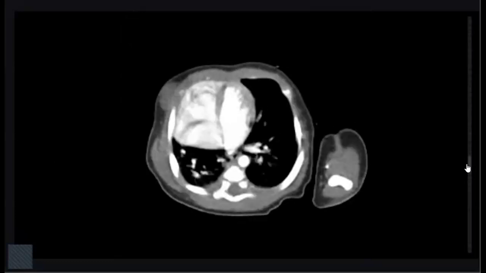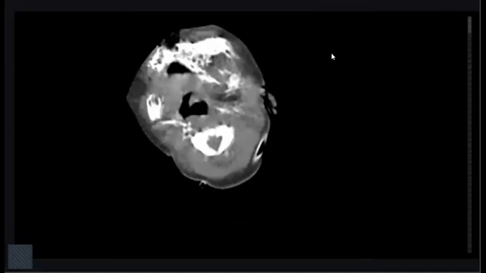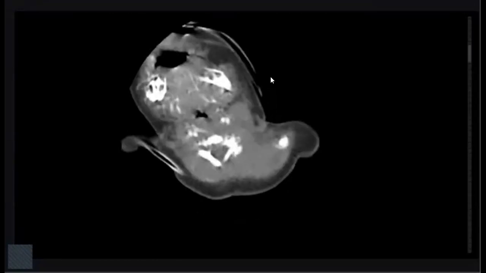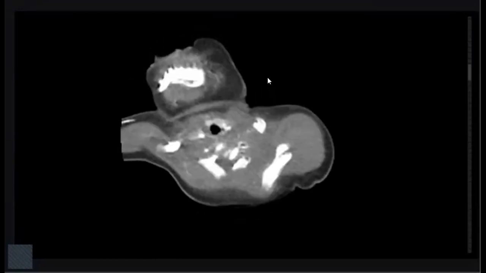Okay, we did the CT with contrast. Here I can see the CT scan of the same patient.